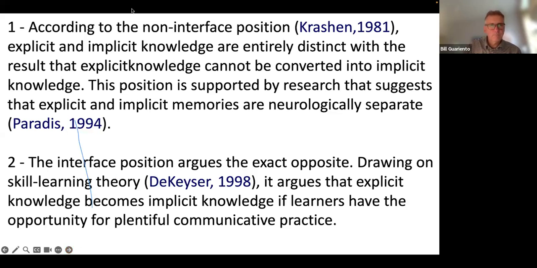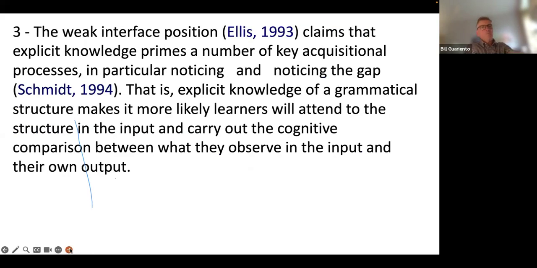So according to Krashen, according to the non-interface position, explicit and implicit knowledge are entirely distinct. And the second one, you told me this already. The interface position argues the exact opposite. DeKeyser says that explicit knowledge becomes implicit knowledge if learners have the opportunity for plentiful communicative practice. And then you've already told me the weak interface position by Ellis: he claims that explicit knowledge can prime a number of key acquisitional processes, in particular noticing and noticing the gap.